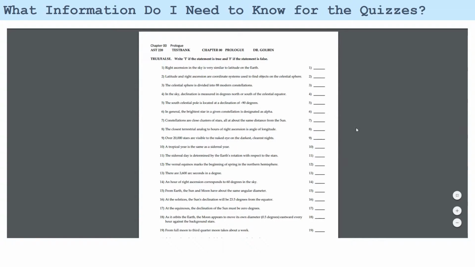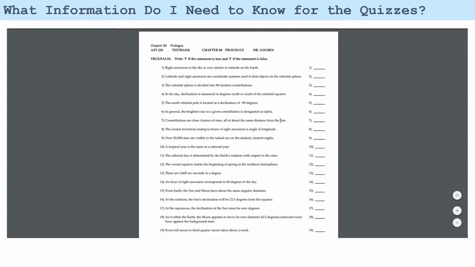Now the quizzes are timed, so you wish to actually know these answers pretty well before you take the quiz, because that would reduce the amount of time that you would have going back and forth. So you have to actually find the answers to these questions and learn the answers to these questions before you take the quiz.